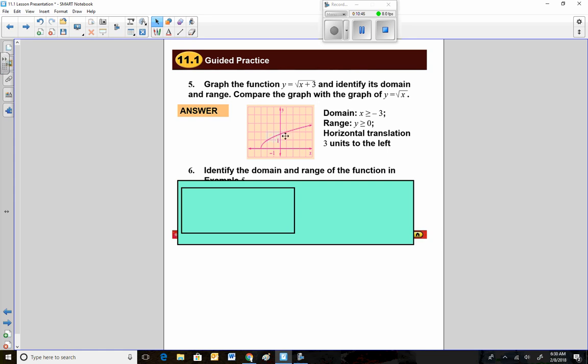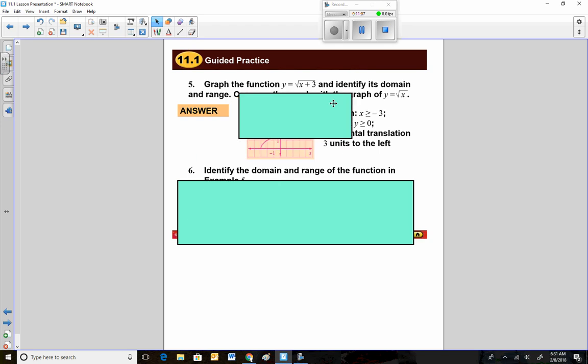Now, the domain. Notice it starts at -3 and goes to the right. The graph is everywhere from -3 to the right. So you have x is greater than or equal to -3. The range. It starts at 0 and moves up. Our graph is anywhere from 0 up on the y-axis. Horizontal translation, 3 units to the left. Plus 3, 3 units left. All right, so you got that.